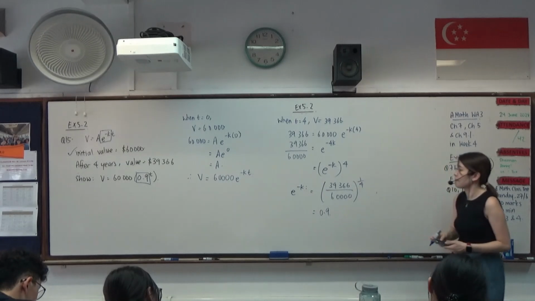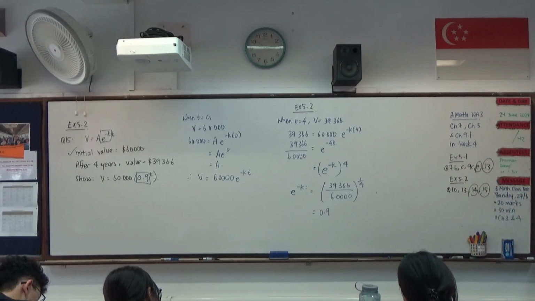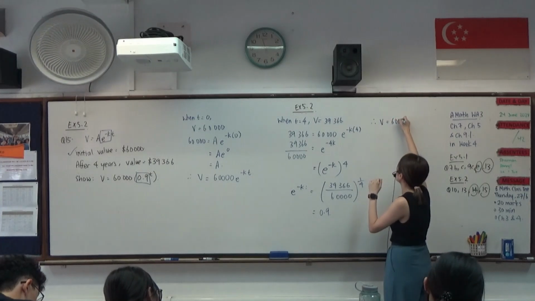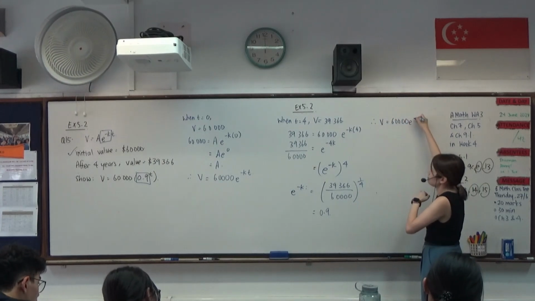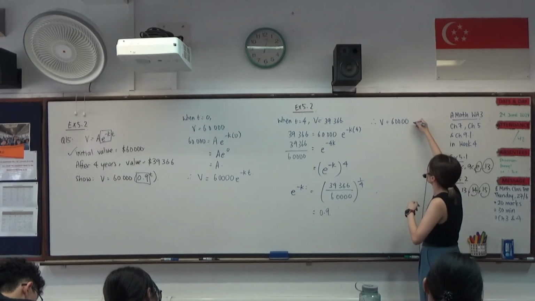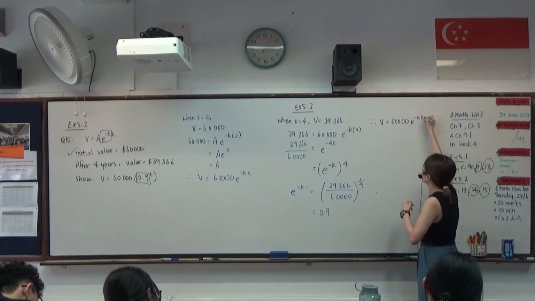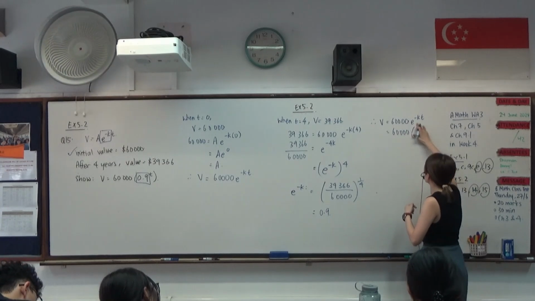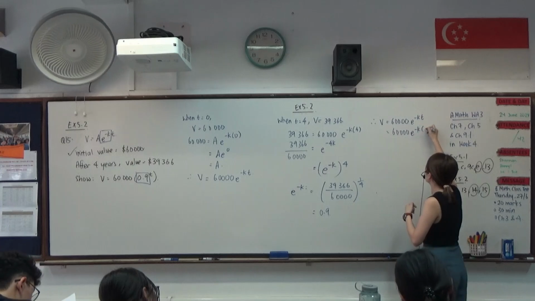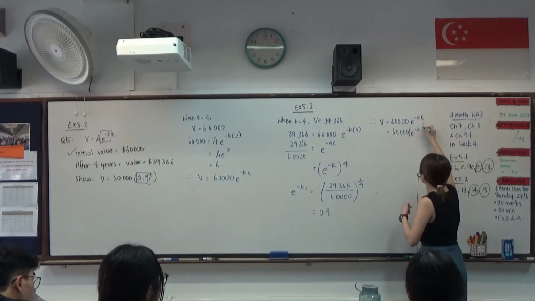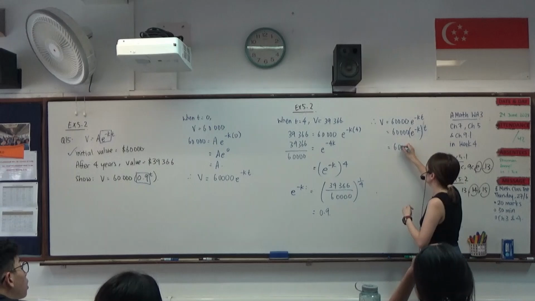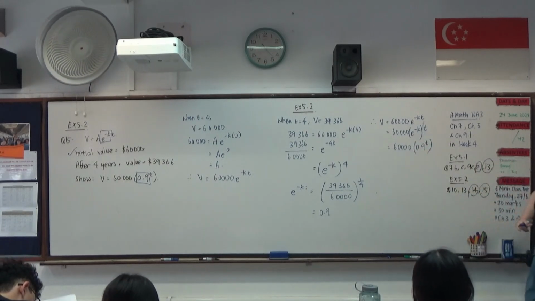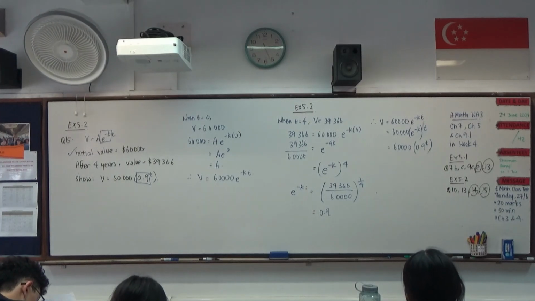Get 0.9. Okay, wait, that bridge is first. Okay, so therefore, we have B equals to 60,000 e to the power of, e to the negative k is now 0.9. So maybe let me help you see it. Of t. Okay, so that's the idea.